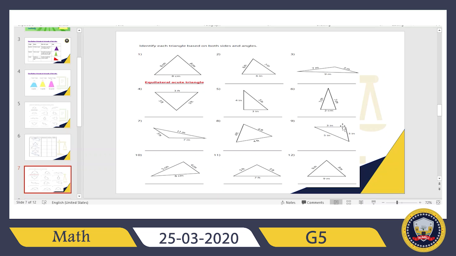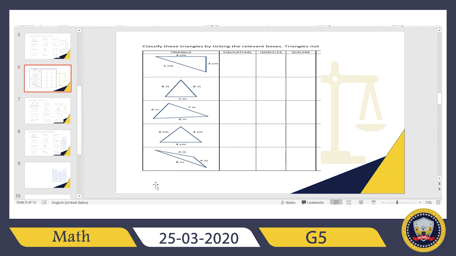Two sides only are equal in their length. So I call this triangle an isosceles triangle. It's an isosceles triangle, right? Because two sides only are equal in their length.